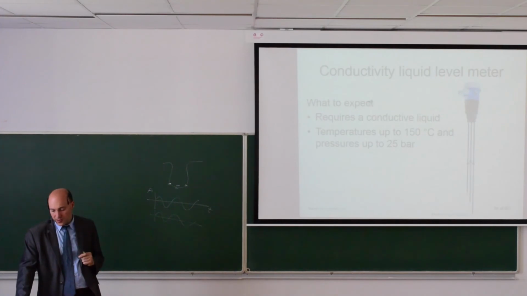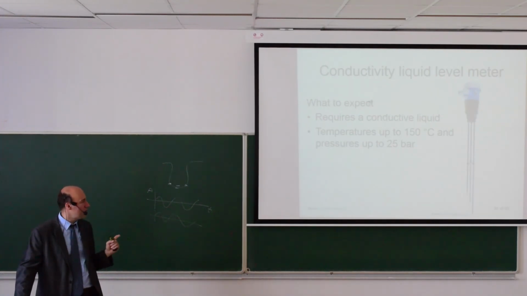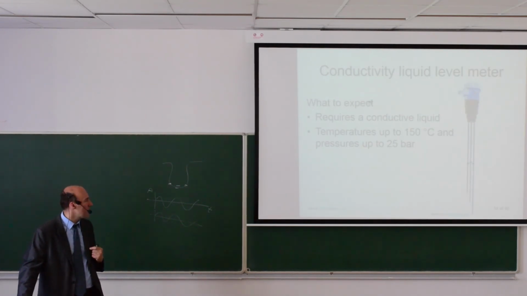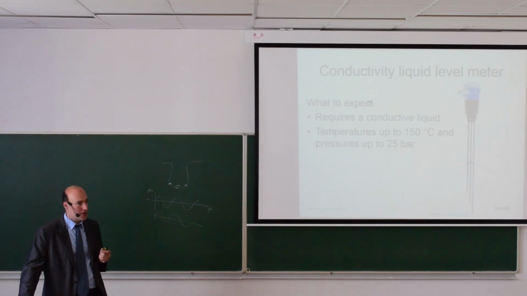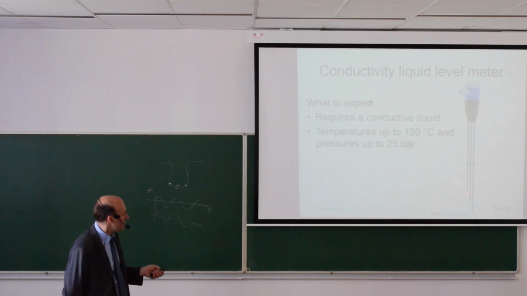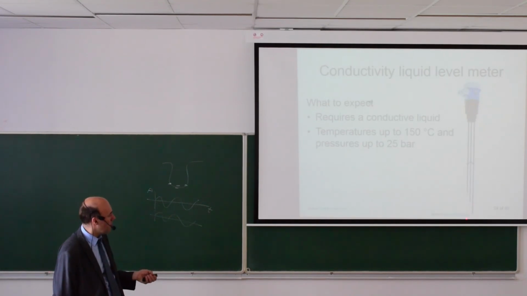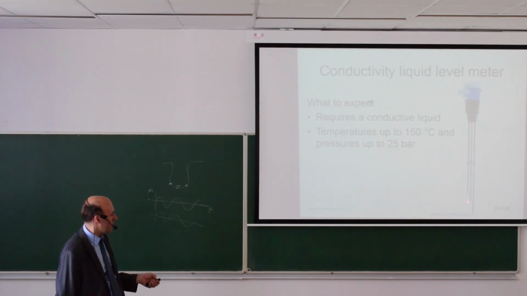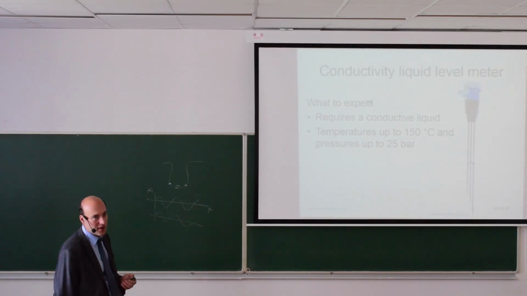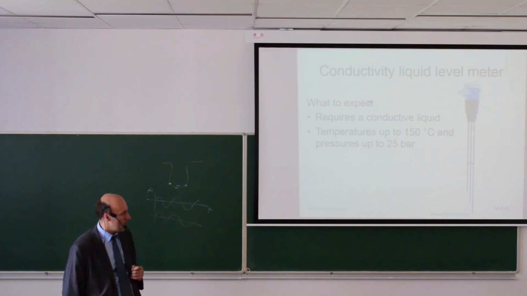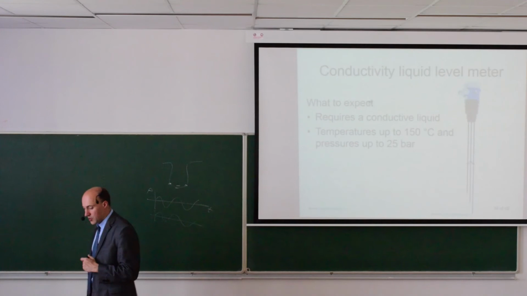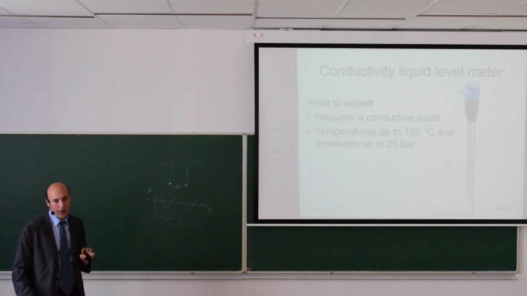This type of arrangement requires a conductive liquid, that's clear. So it will work with water. Now, water is slightly conductive unless it's distilled water, and therefore you can use it for water as well. Here you see an arrangement with 3 electrodes, so one electrode will go all the way down. So this will be common for the rest. Here I have one electrode here, one electrode there, so I will be able to detect one liquid level here and a second liquid level here. This works for temperatures up to about 150 centigrade, pressures roughly 25 bars.